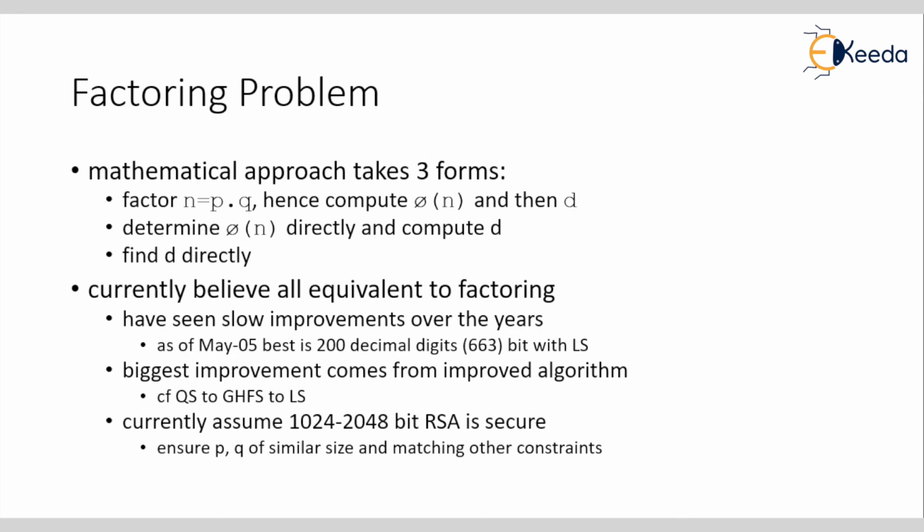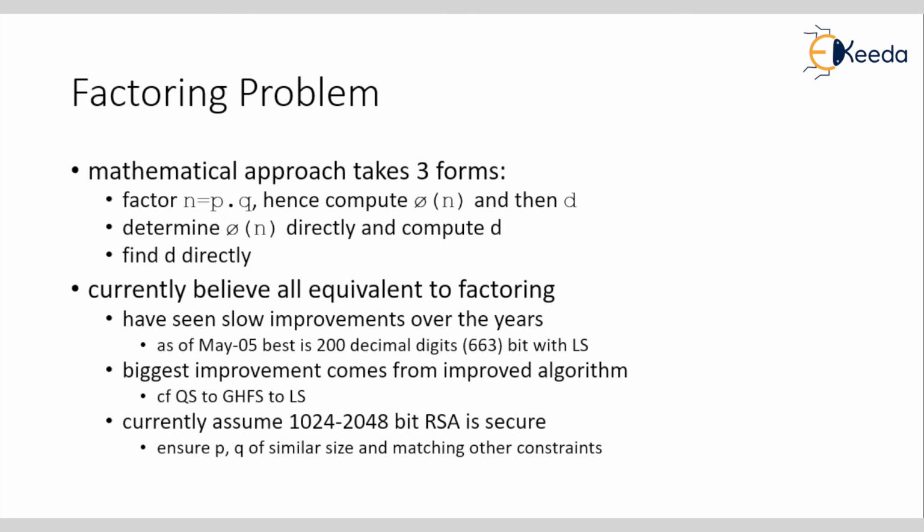Here, the factor which increases the security of RSA is the factoring problem. The mathematical approach takes three forms. We have to factor n, that is, find the combination of p and q, and then find the values of phi of n, and then d. For this, we have to determine phi of n directly and compute d, that is, find d directly. These are the mathematical approaches in three forms, which sometimes can create a problem of factorization.